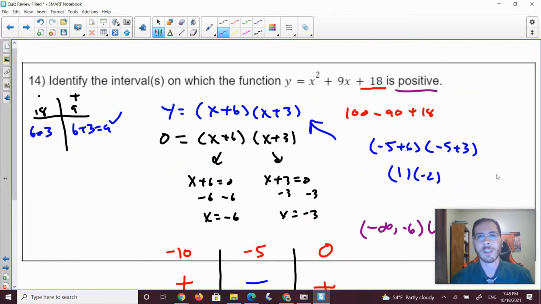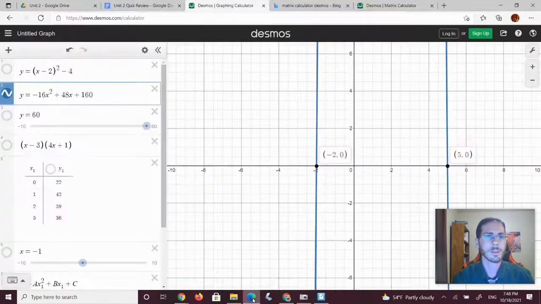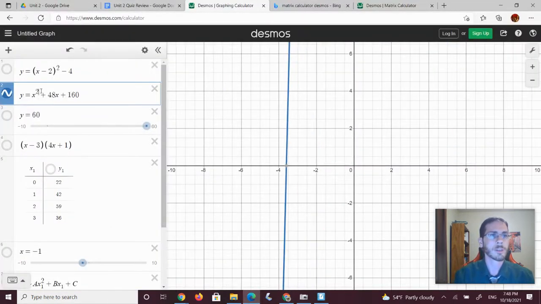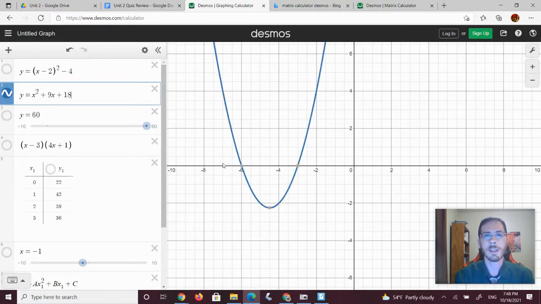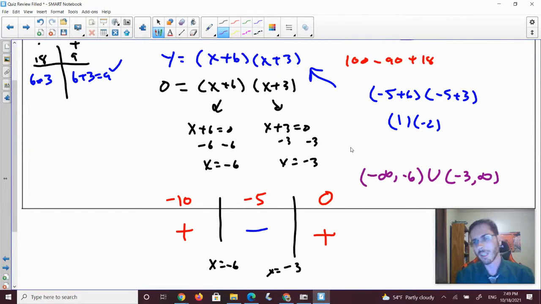But this is another one where if the sign chart is a little bit tricky, you can check yourself with Desmos. We got x squared plus 9x plus 18. Here we go. x squared plus 9x plus 18. And yeah, if we remember back from unit 1, as we go from left to right, -infinity to -6 is positive because it's above the x-axis, and then also -3 out to infinity. So the graph does match up. So we can tell we did the sign chart correctly. But I just think the sign chart's so cool, so I'm just going to use the sign chart.